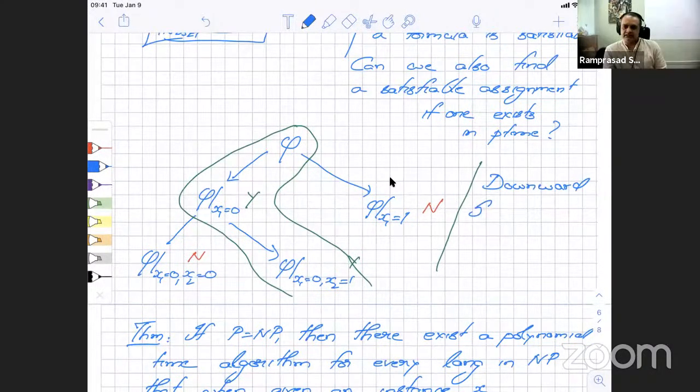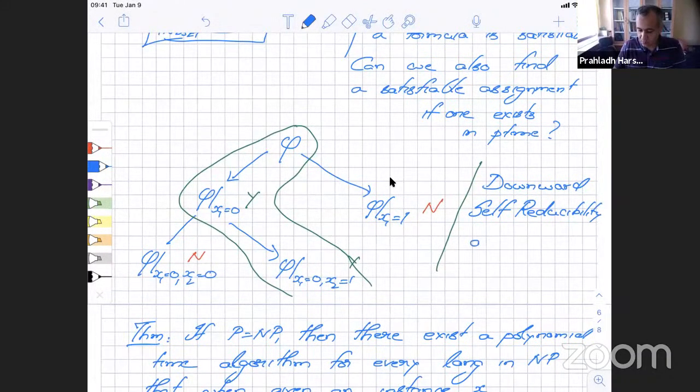So Prahladh, in this there is a factor 2 overhead, right? Because you are reducing it to 2 separate instances of the smaller one. Yeah. So if I can solve it on a smaller instance, I can solve it on the larger instance at a blow up of a factor of 2.